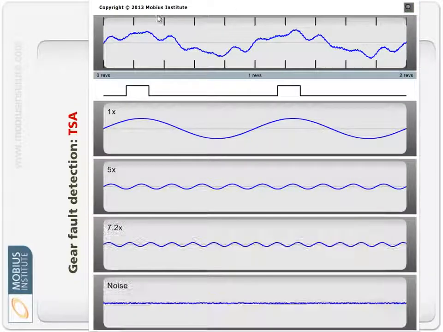So there's just 2 revolutions of the shaft, and the vibration I'm seeing here in my little simulation is I've got 1x vibration, 5x vibration, 7.2x vibration. Now that might be a bearing frequency, for example, and I've got noise on top of that. So that's what's in this waveform up here.